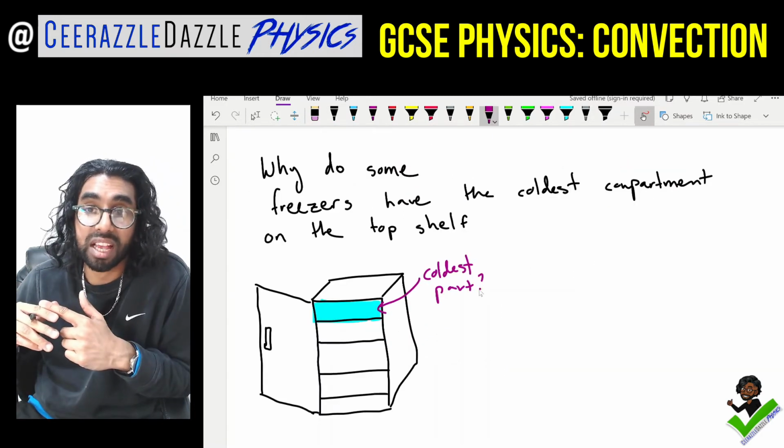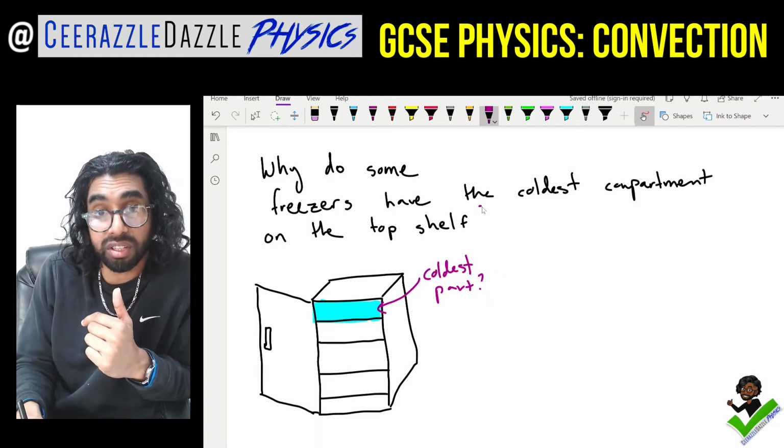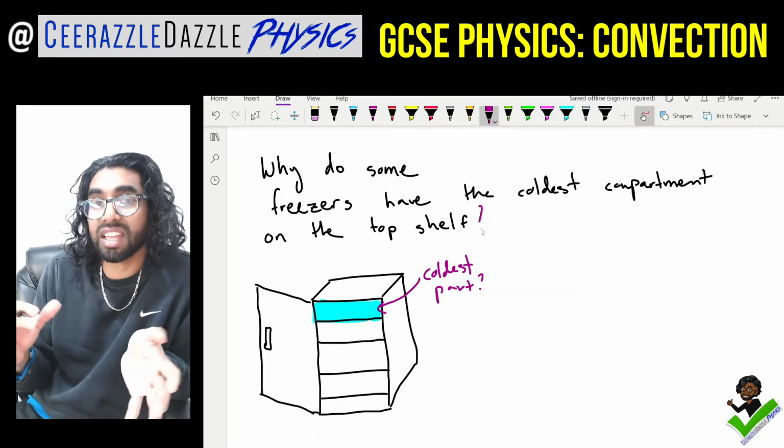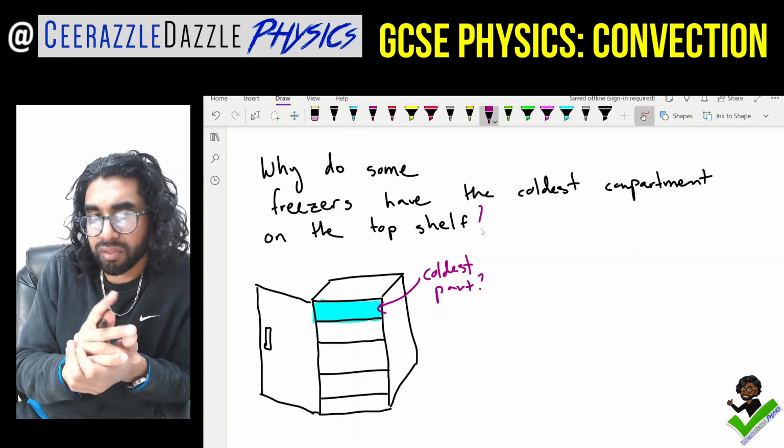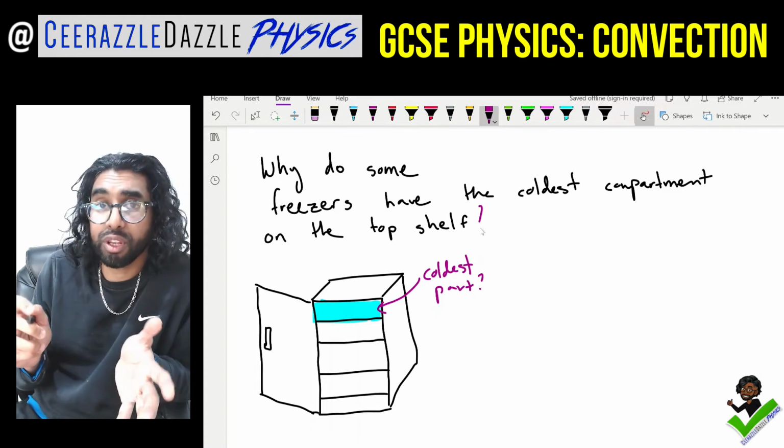Why do some freezers have the coldest compartment on the top shelf? So why do some freezers, guys, hopefully you've seen them in your house, why do they have the coldest compartment on the top shelf? Think about it. It's something to do with convection. Right, so hopefully you can remember that.